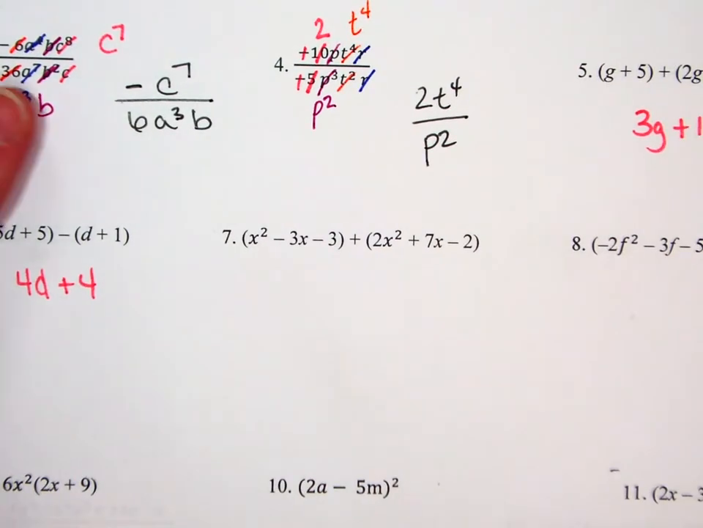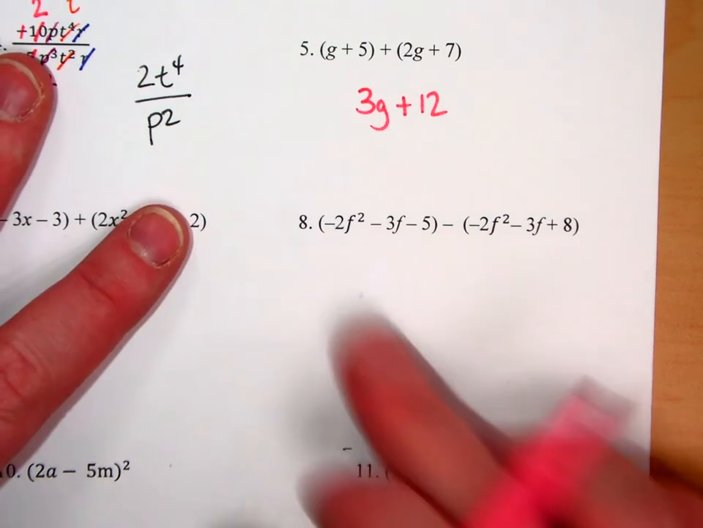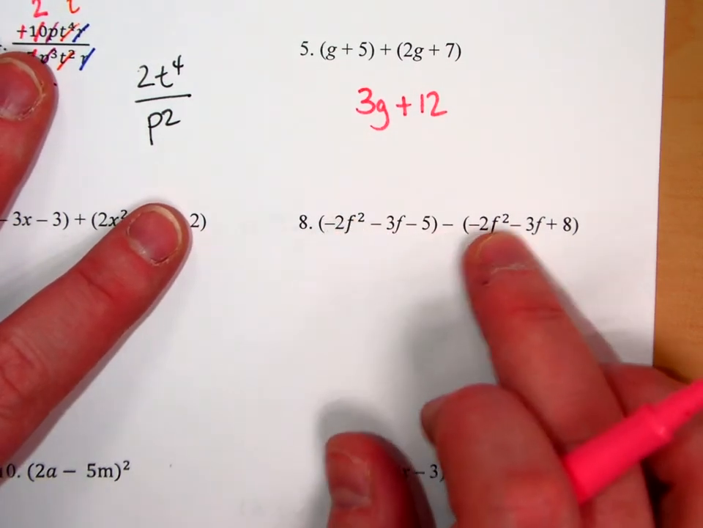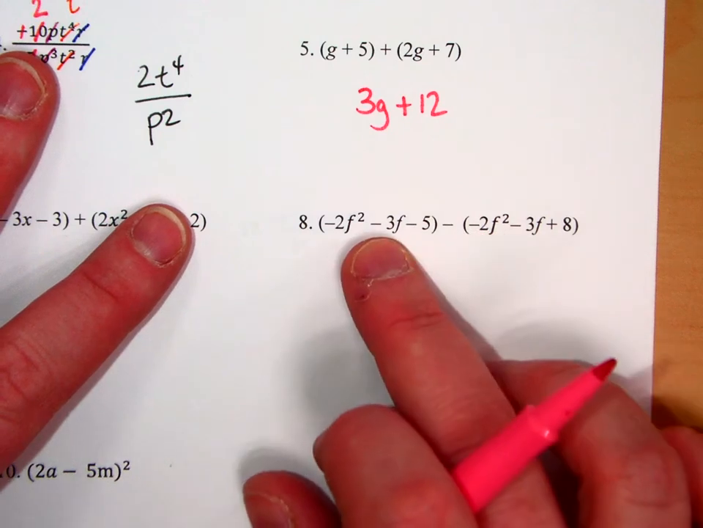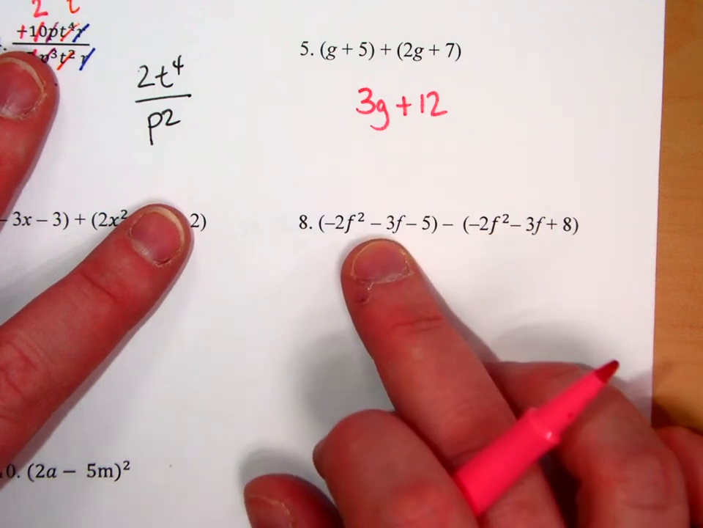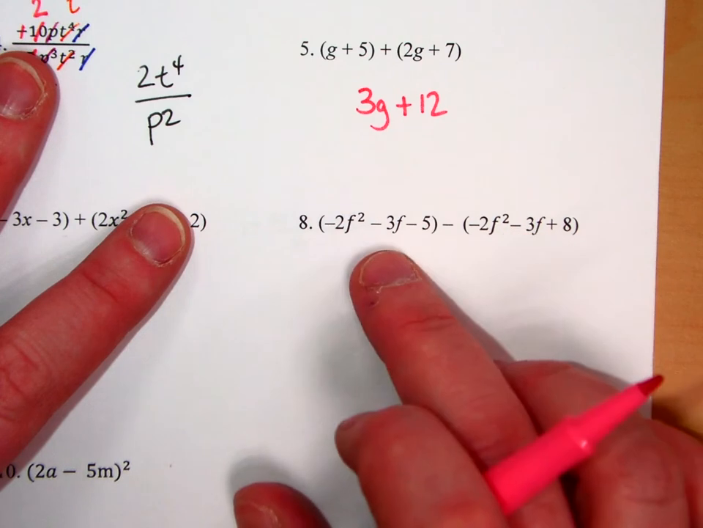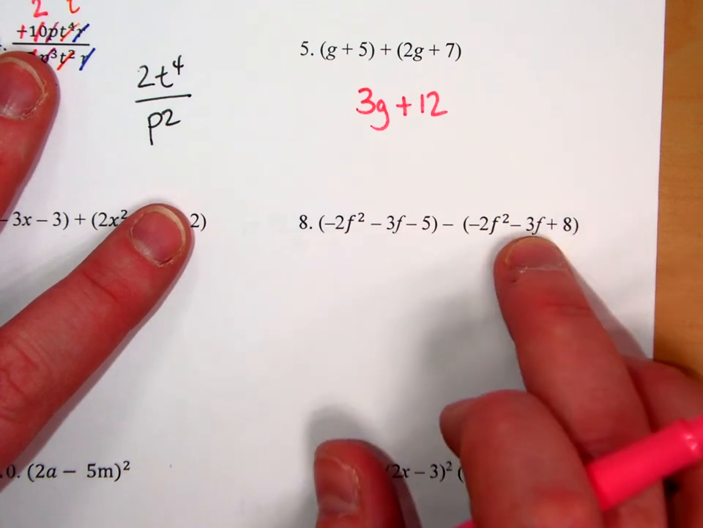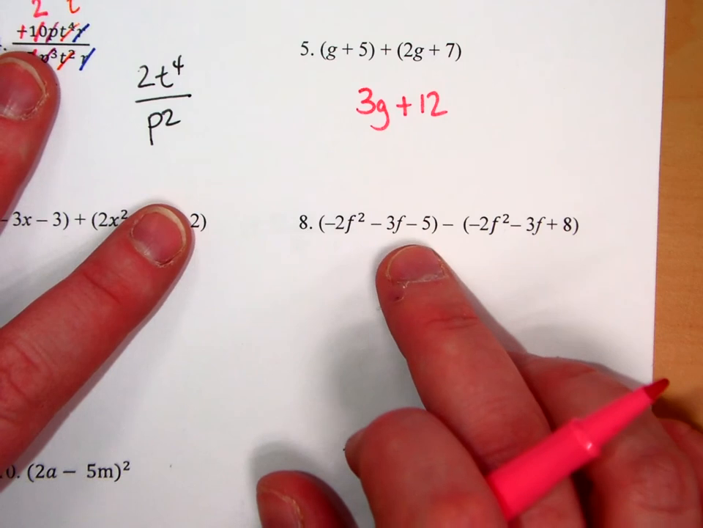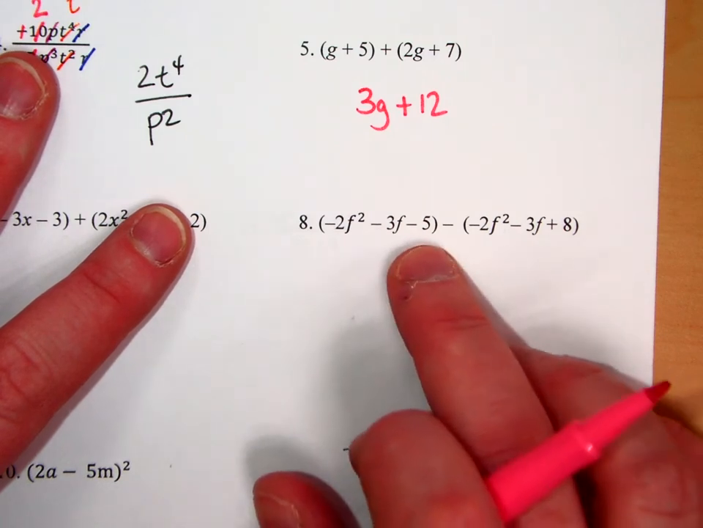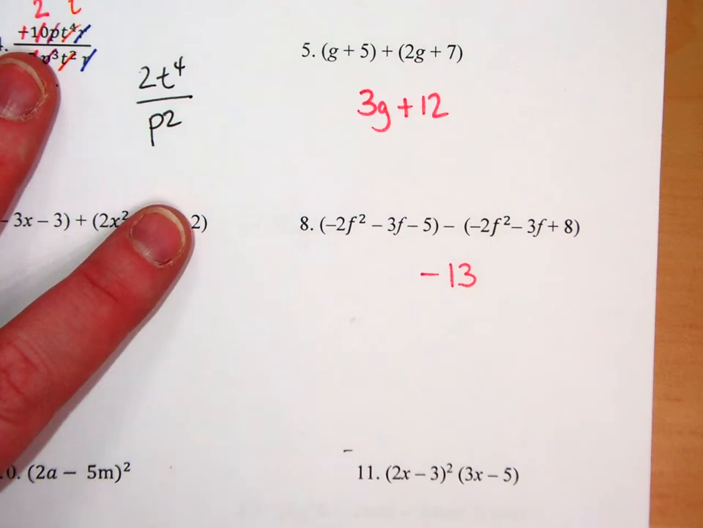Combining like terms one last time, I'm going to do actually number 8 because it has lots of negatives going on. So a negative 2f squared minus a 2f squared, so negative 2 plus a 2 is 0. So 0f squared is just 0. Negative 3f minus a minus 3f, negative 3 plus 3f, 3f, negative 3f, however you want to think about it, is 0. So have no f squares, no f's. Negative 5 minus 8. My answer is negative 13.